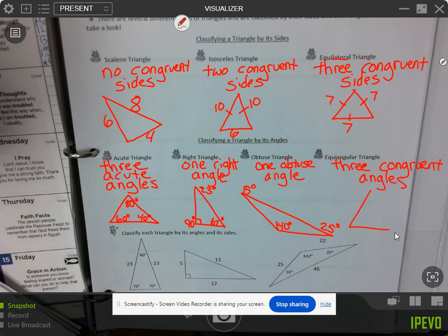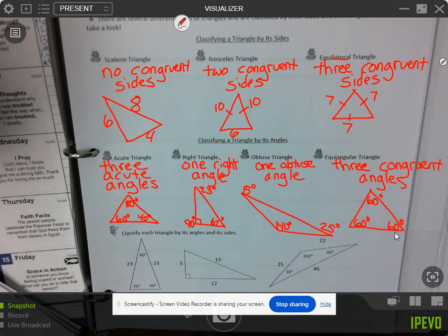Now, if every angle added together equals 180 degrees, and all three of these angles have to be the same measurement, can anyone figure out what the angles have to be for an equiangular triangle? Dom? 60 degrees. Why 60 degrees, Dom? 60 plus 60 is 120, and 120 plus 60 is 180. An equiangular triangle always has to have 60-degree angles.